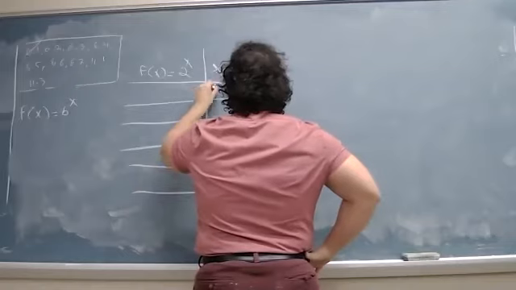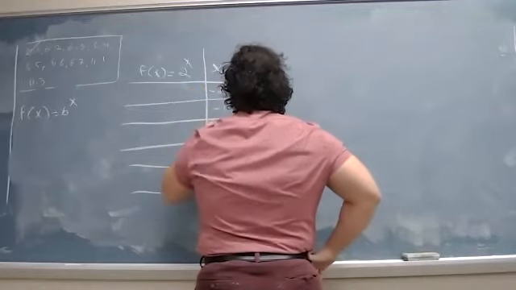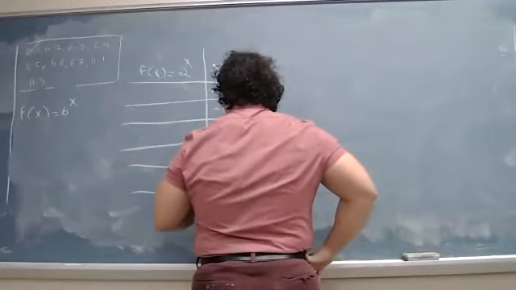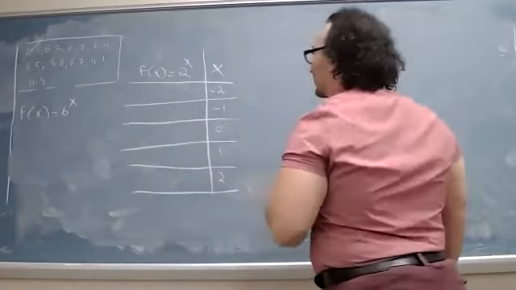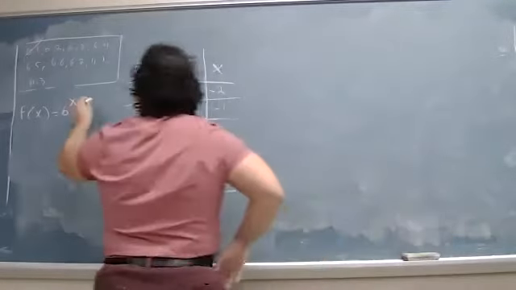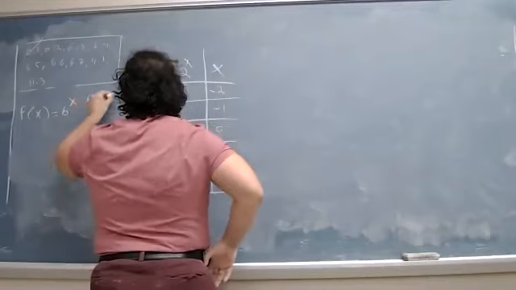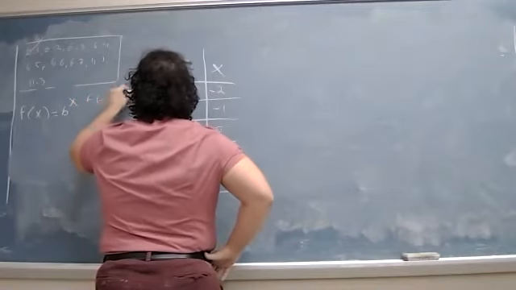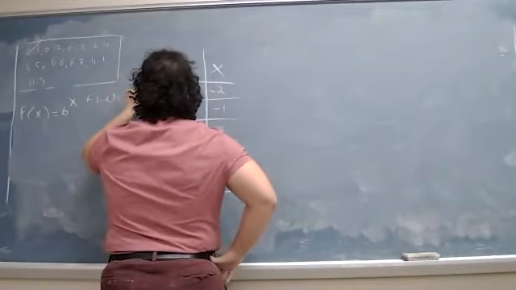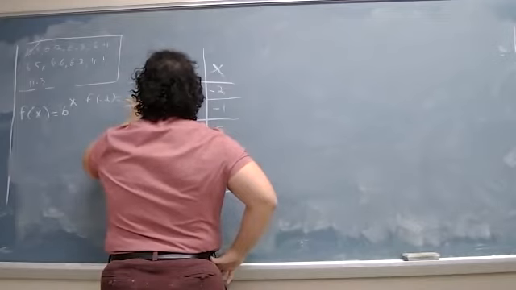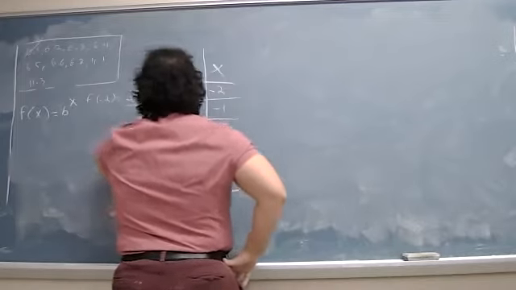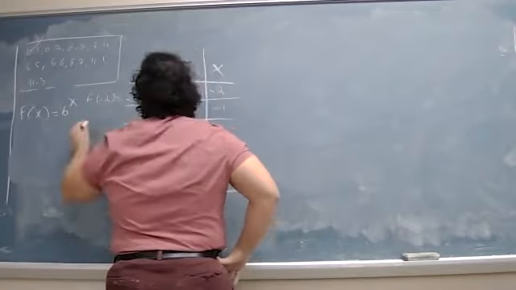Let's pick some numbers, symmetrical numbers about the origin: -2, -1, 0, 1, 2. And let's evaluate the function at these various values. F of -2 is the same thing as 2 raised to the -2 power, but that's 1 over 2 to the second power. So that's 1 over 4.